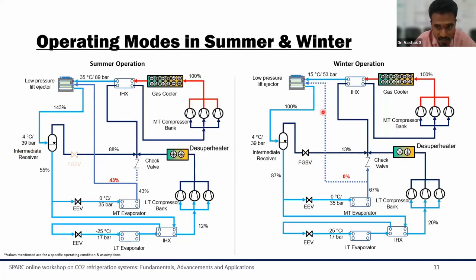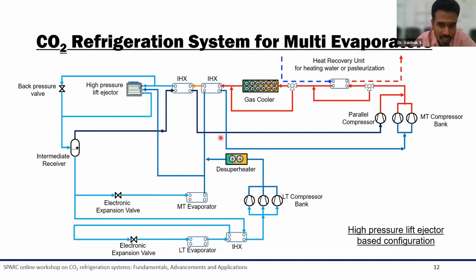However, when it is working in the standard mode, that means just as a back pressure valve mode, then only 13% of the complete mass flow rate in the system is happening from the intermediate receiver. So here it is clear how much work we can save by using this ejector. Now, in addition to that low pressure lift configuration, it is possible to have a high pressure lift ejector configuration also. So the basic difference between the low pressure lift configuration and the high pressure lift configuration lies here.